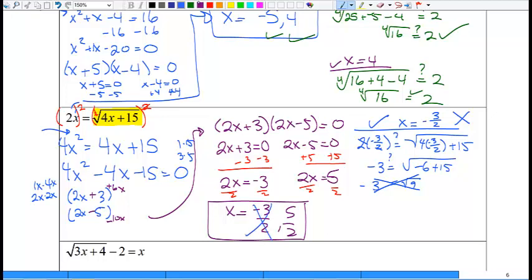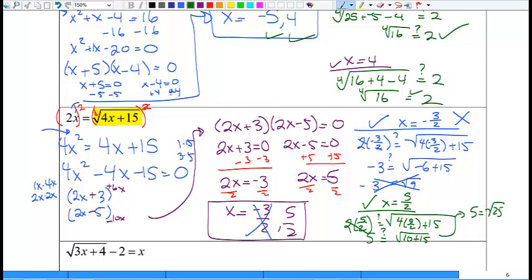Now, I cannot say at this point if the other one is or is not. I have to check it totally independently. So if I take 2 times 5 halves, that's supposedly equal to the square root of 4 times 5 halves plus 15. The 2's divide out, that's real nice. 4 times 5 is 20, and 20 divided by 2 is 10. So let's see, 5 is equal to the square root of 25. That is true. Okay, so the 5 halves works, but the negative 3 halves doesn't. That's not our fault. So the answer is just 5 halves.